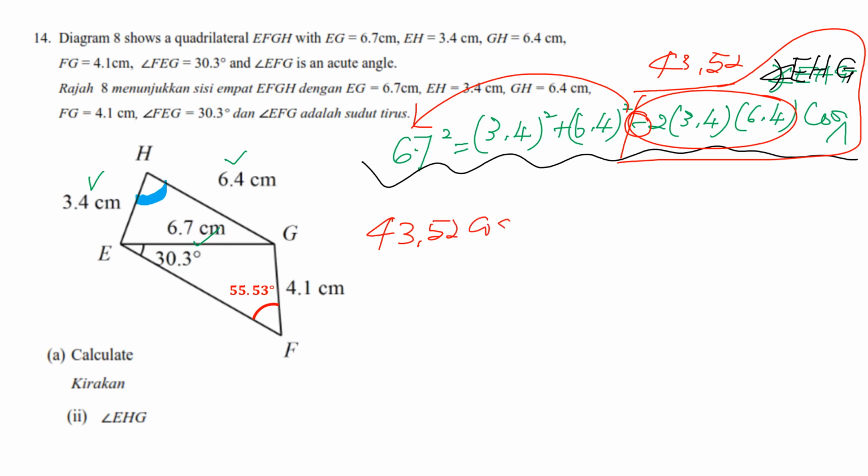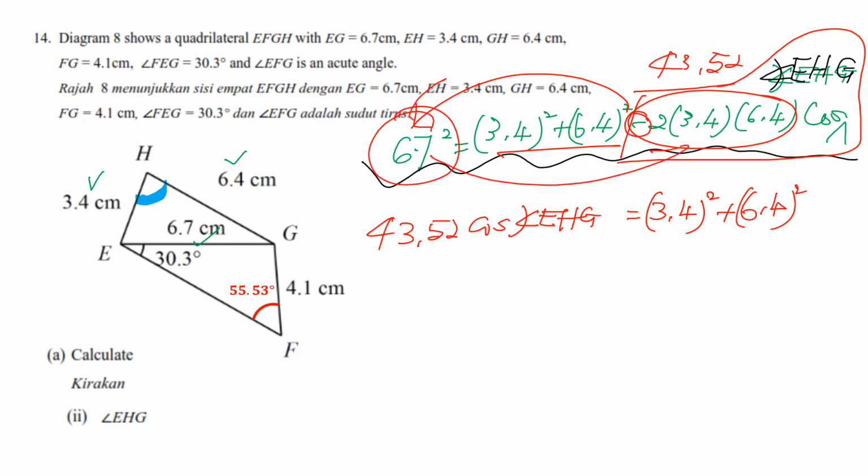I'm going to operate the negative number onto here to make it positive. 43.52 cos angle EHG will be equal to what? Remain this one, which is 3.4 squared plus 6.4 squared. Then this number, I'm going to operate onto the other side. So this is plus from here; when I operate onto the other side, it should be minus 6.7 squared. So now you can continue with your calculator: 3.4 squared plus 6.4 squared minus 6.7 squared. So what do you have? You should have 7.63. Okay, this is okay.